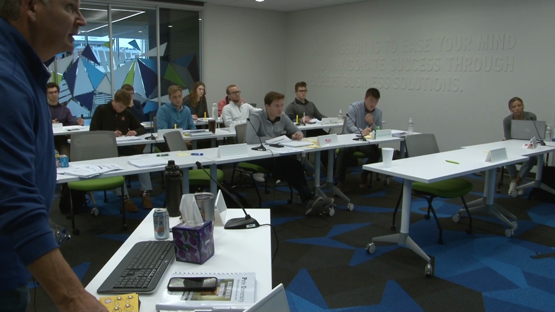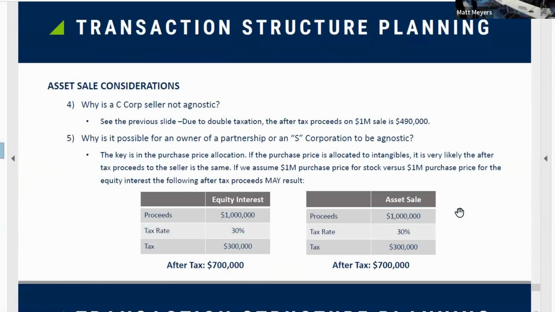Okay. Let's see. Why is C Corp agnostic? They have the same taxation. Why is it possible for an owner of a partnership or S Corp to be agnostic?